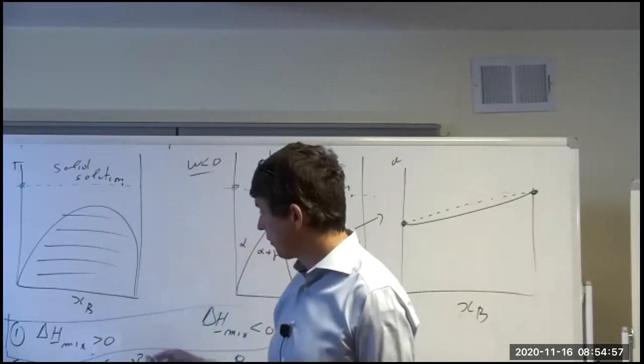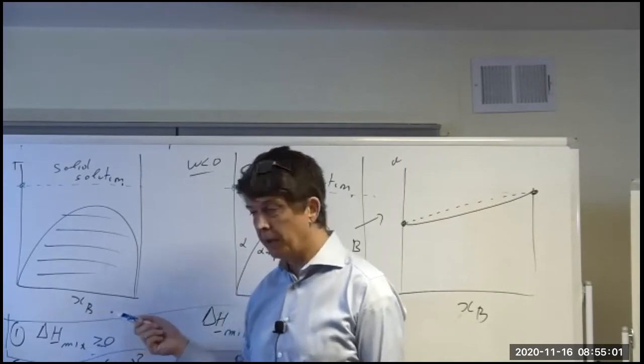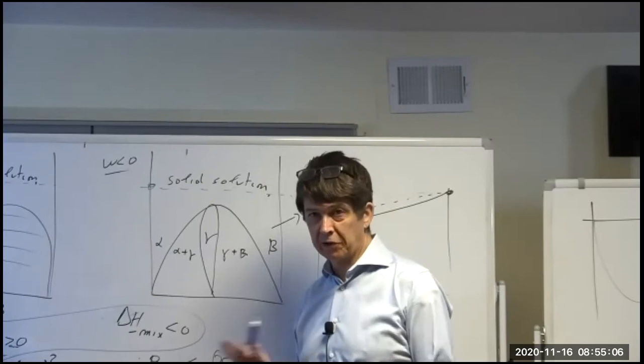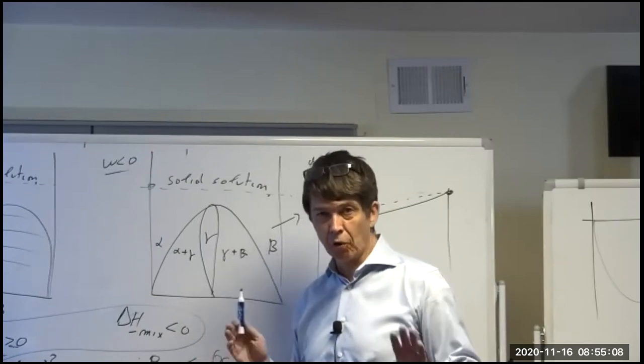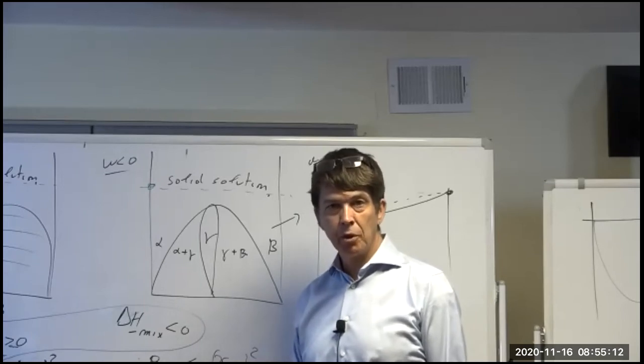So if the enthalpy of mixing is positive, you want to phase separate at low temperature. If the enthalpy of mixing is negative, you're a compound former. That's all there is to thermodynamics and phase diagrams. There are only two cases, nothing more. And if you know the enthalpy, you can sketch a prototype phase diagram.